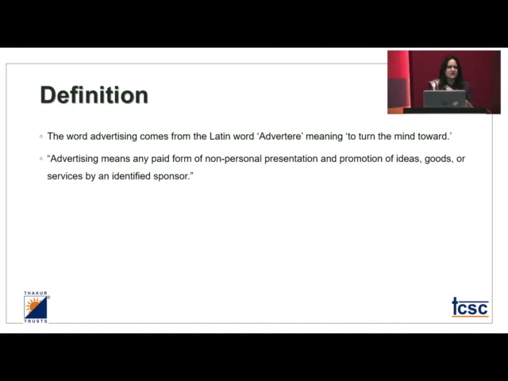Why do we advertise? Because I want to sell more. I want to make more profits. I want to gain more market share. So it is a promotion of ideas, goods, or services by an identified sponsor. Meaning, if I'm advertising, you should be aware of my name.